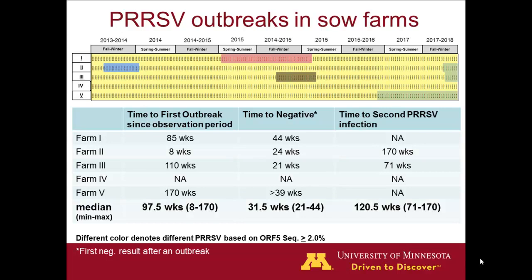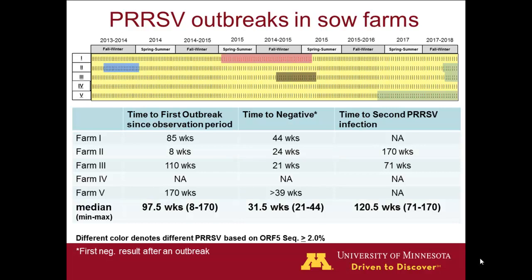These are the 208 weeks, different seasons, and you can see the outbreak events. Here you can see the infection dynamics on these 5 sow farms. Different colors mean different PRRS virus strains. As you can see, we got 4 different strains during that period. And we also ran some very simple metrics around those sow farms.